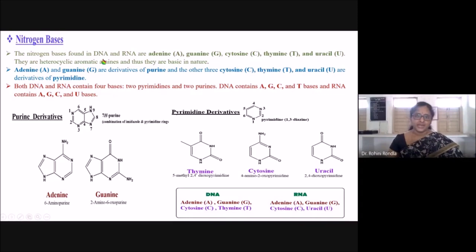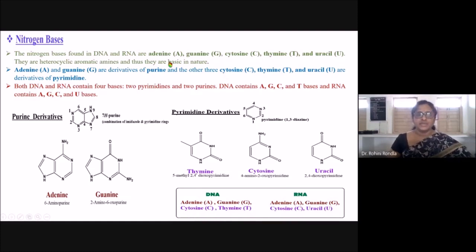But DNA contains 4 nitrogen bases, RNA contains 4 nitrogen bases. Let us see what they are. See here, adenine and guanine. Adenine we can denote by A. Guanine, the symbol is G. This adenine and guanine are derivatives of purine.